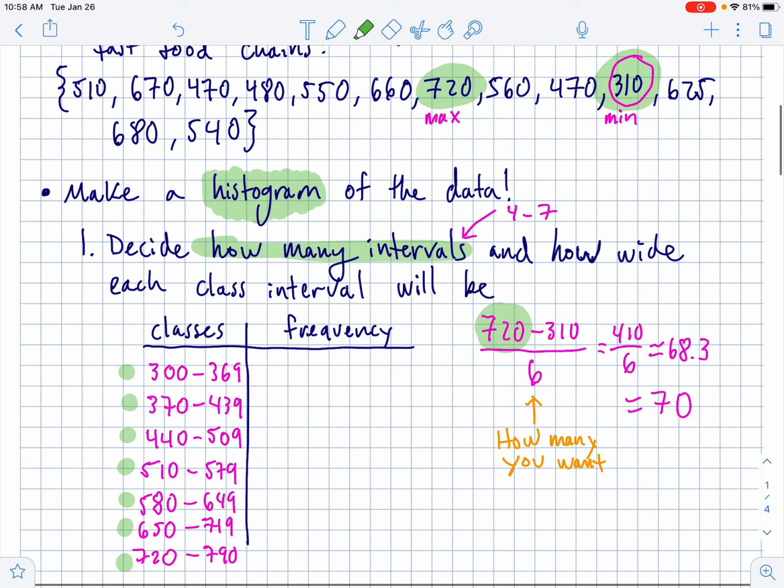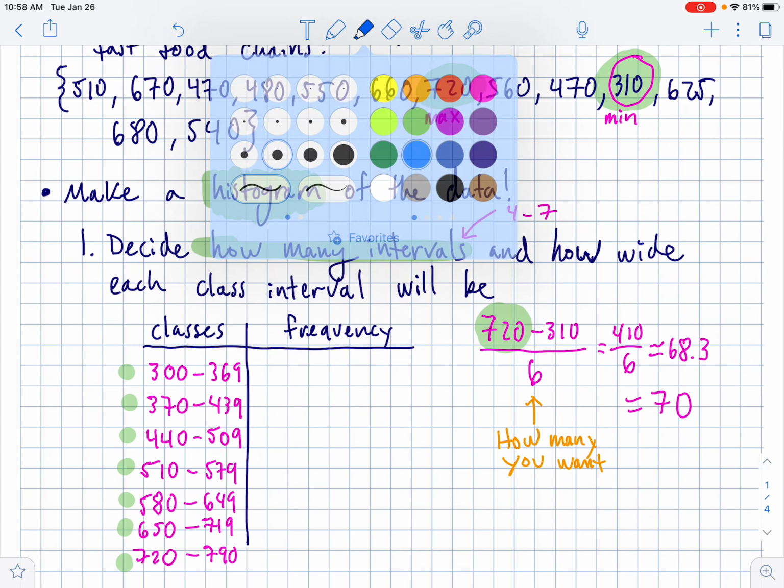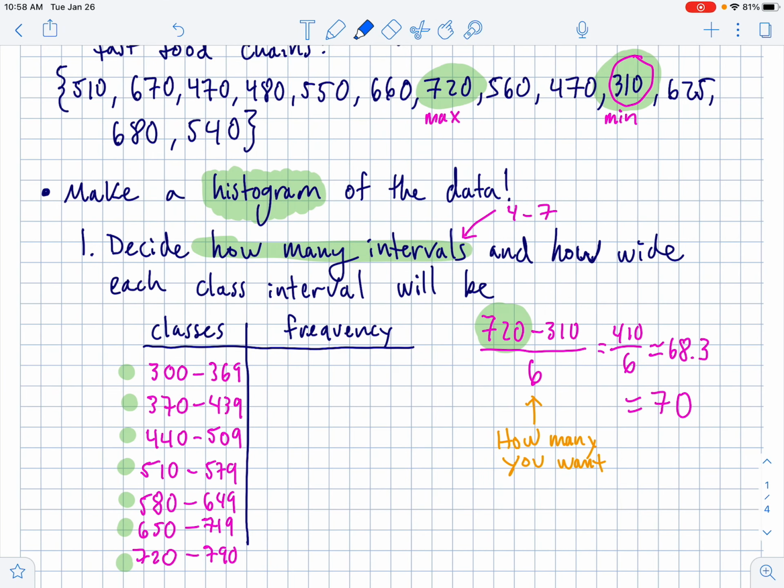So if I look through the data, and I'm going to use a different colored marker for this, 310 is my first one. So I'm going to cross that off. I guess I could use the tally thing that Miss McNeely was showing you guys, like if you want to do a little tally to keep track. Let me see, there's 1 in the 310 to 369.